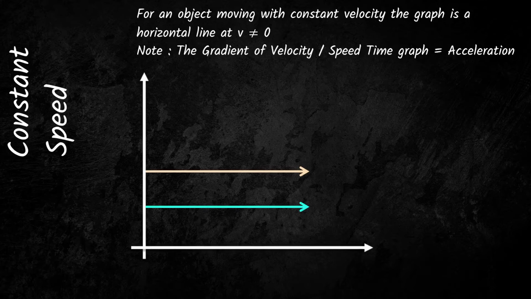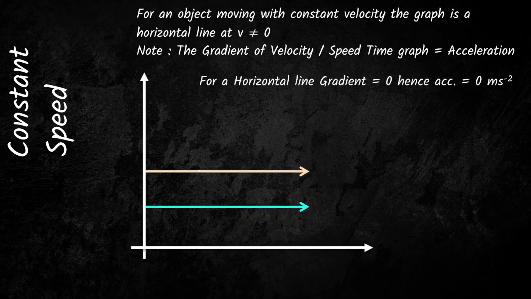Now, as we discussed that the gradient is the acceleration, what's the gradient of a horizontal line? The gradient of a horizontal line is 0. And because the gradient of a horizontal line is 0, your acceleration must also be 0. Alrighty? Now, we need to define acceleration. Previously, in the previous video, we said that distance time graph cannot be used to define acceleration, but here, your gradient is the acceleration. Hence, velocity time graphs can be used to define acceleration.